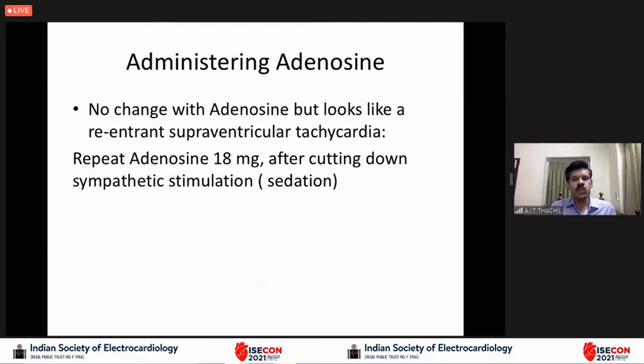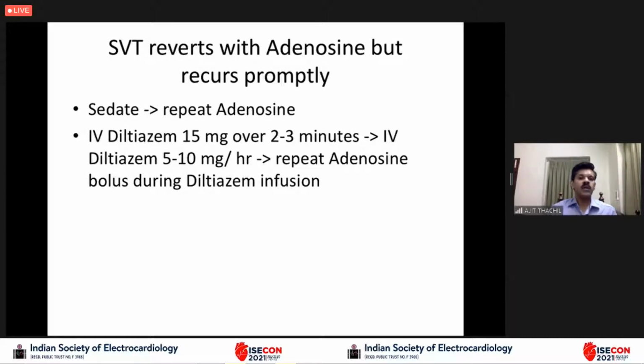What if you think it should respond to adenosine, but it's not responding? Give 18 mg after cutting down all sympathetic stimulation. That is, after sedating the patient deeply, give the same adenosine, it is bound to work. And what if it reverts with adenosine but comes right back? Then the next thing to do is start an infusion of diltiazem and then give a bolus on top of the infusion, or give the adenosine on top of the infusion. That is likely to work if it has once worked with adenosine.